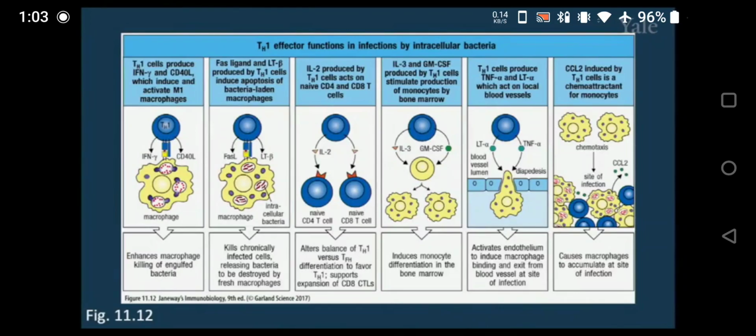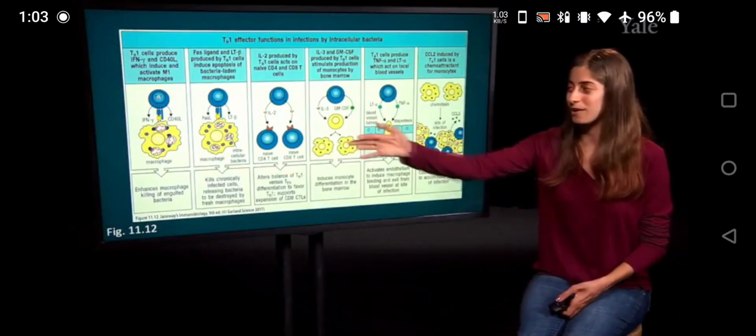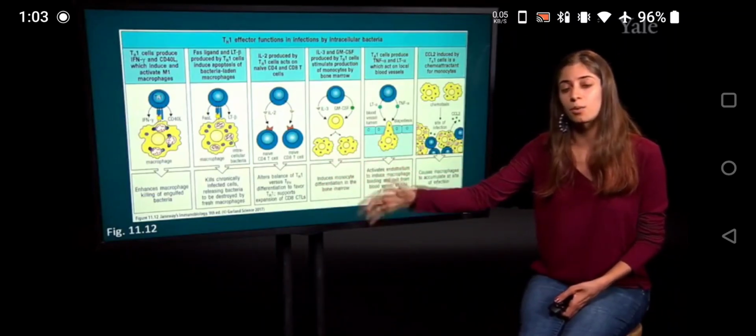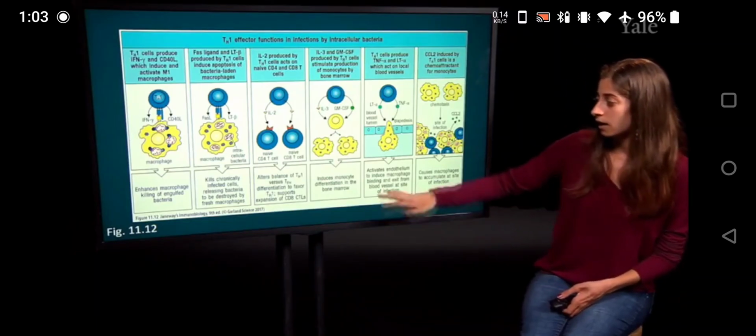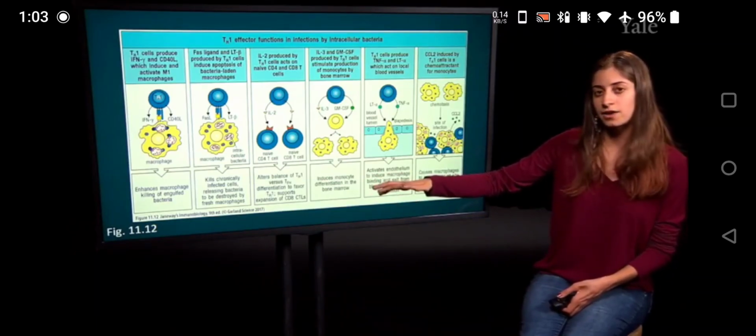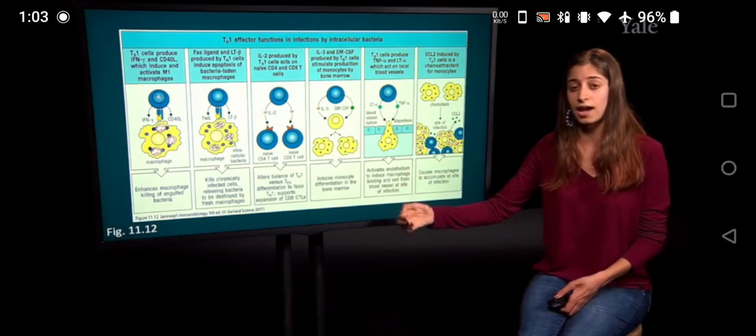There are 3 more functions, which I'll go through one by one. First, they produce IL-1 and GM-CSF. This stimulates the production of monocytes in the bone marrow. Monocytes are precursors for macrophages, which, as you may remember from the first panel, are important for killing the bacteria that's infecting the host. This allows for a higher number of macrophages to go into the site of infection and help with clearing of the bacteria.